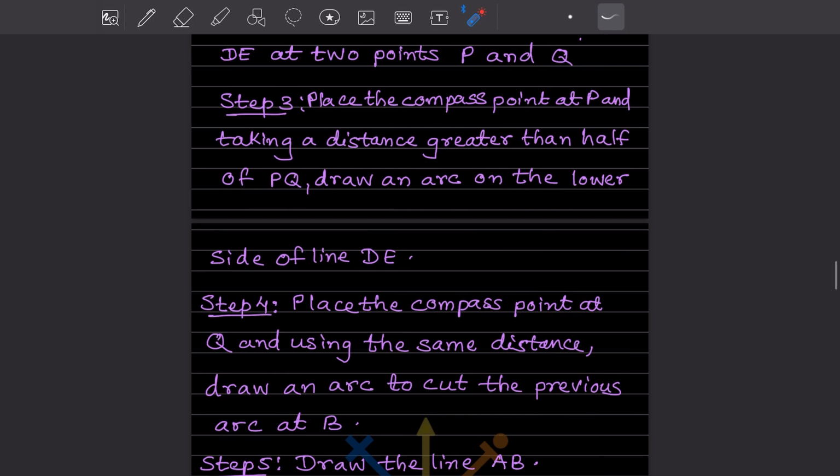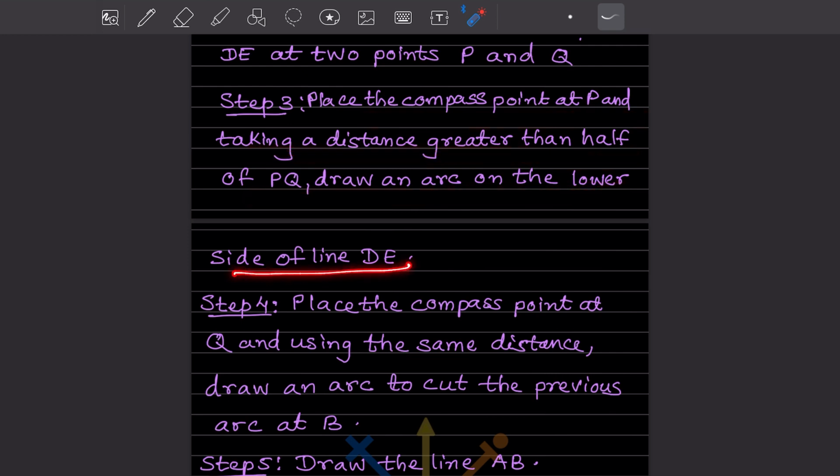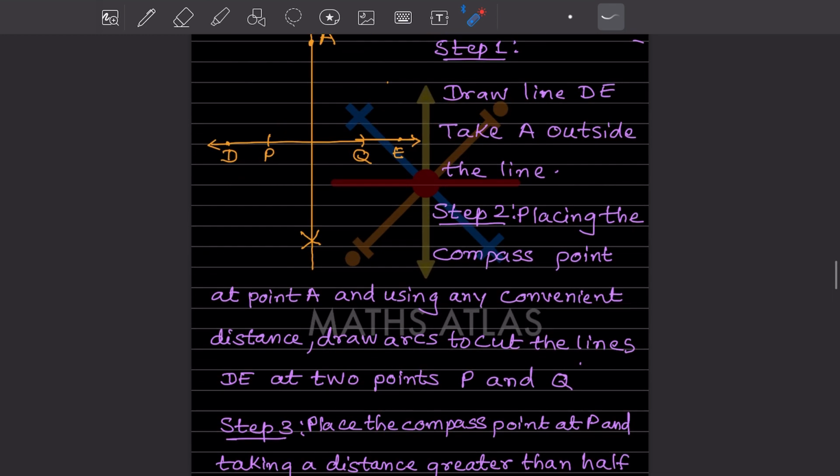So can you see here? Place the compass point at P and, taking a distance greater than half of PQ, draw an arc on the lower side of the line DE. Then what will you do? Place the compass point at Q and using the same distance, draw an arc to cut that, at B. So you can mark this as B.